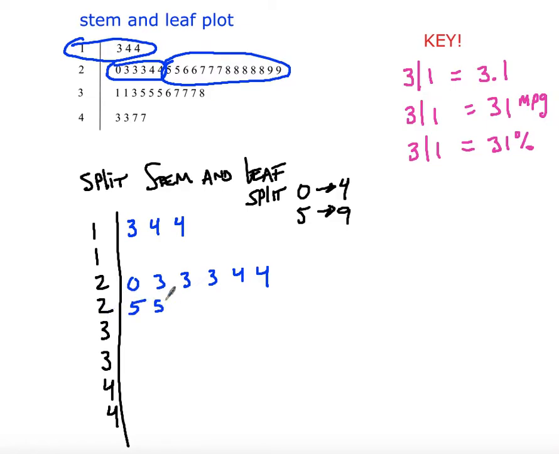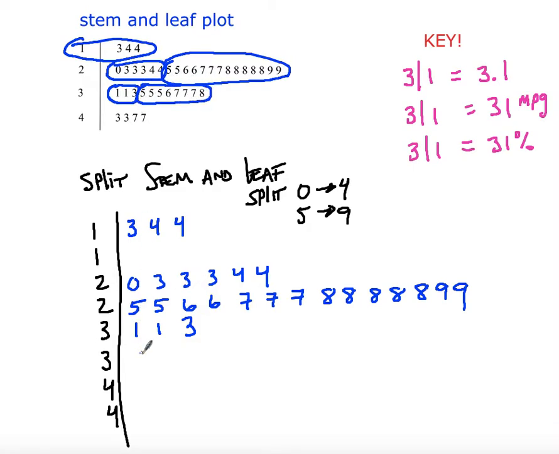So I'll have 5, 5, 6, 6, 7, 7, 7, 8, 8, 8, 8, 8. Right? Is there 5 8s? Yep. And then 2 9s. Okay, then we move on to the 3s. So split anything that's a 0 through 4. So that would be these. 1, 1, 3. And then anything that's in the 5 to 9 range goes next. So I've got 5, 5, 5, 6, 7, 7, 7, and an 8.